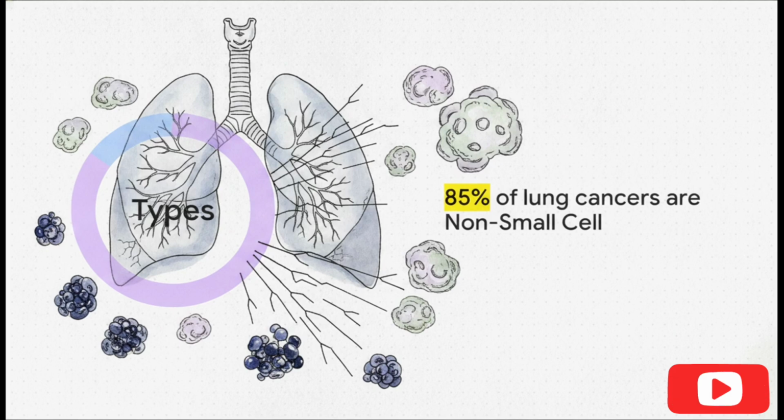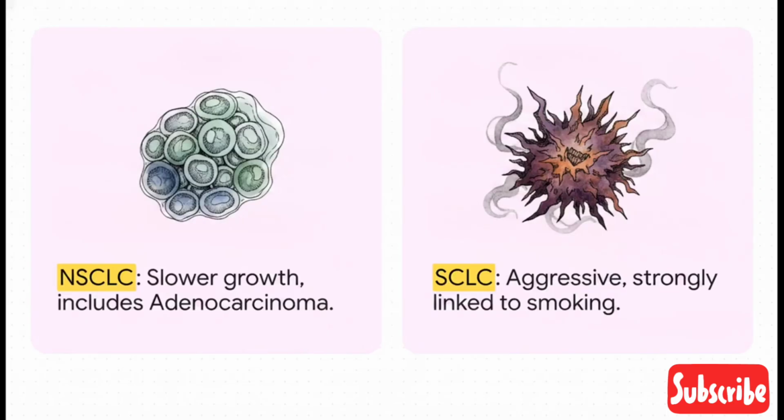Lung cancer isn't just one single disease. It's broadly categorized into 2 main buckets, and it's a stark, undeniable split. A massive 85% of all cases are non-small cell lung cancer, while the remaining 15% are small cell lung cancer. Identifying exactly which of these 2 types a patient has is absolutely crucial because, well, they behave entirely differently.